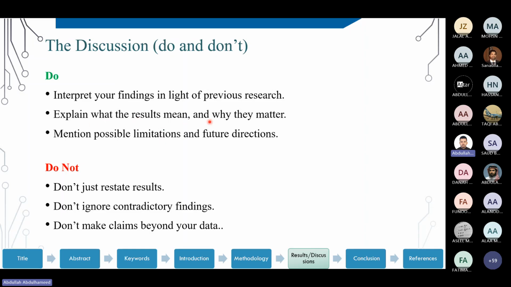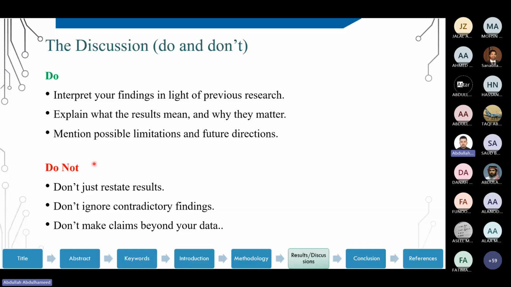Explain what the result means and why it matters. So why is the result like this, why is this increasing, why is this decreasing. You give an explanation. Sometimes it can be expected, sometimes it cannot be expected. You just explain as it is. Mention possible limitations. Also, I mentioned there are some limitations and future direction. Future direction should actually be in the conclusion.